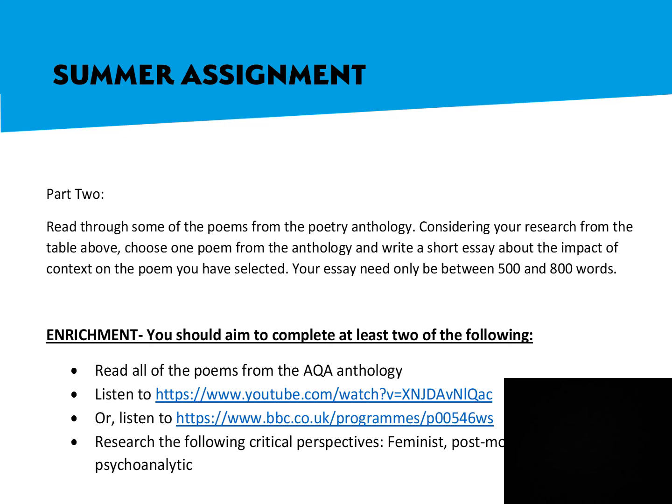The second task of the assignment asks you to consider your research for one of the writers from the Poetry Anthology and try to apply it. We'd like you to read and think about one of the poems from the Poetry Anthology, and then tell us how you can see evidence of the poet's context in his work. Your essay need only be between 500 and 800 words, so think very carefully about what you will include.